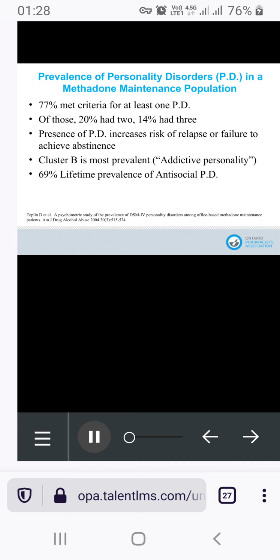Prevalence of personality disorder in a methadone maintenance therapy population. 77% met criteria for at least one personality disorder. Of those, 20% had two, 40% had three. Presence of a personality disorder increased the risk of relapse or failure to achieve abstinence. Cluster B is the most prevalent, the addictive personality, with a 69% lifetime prevalence of antisocial personality disorder.